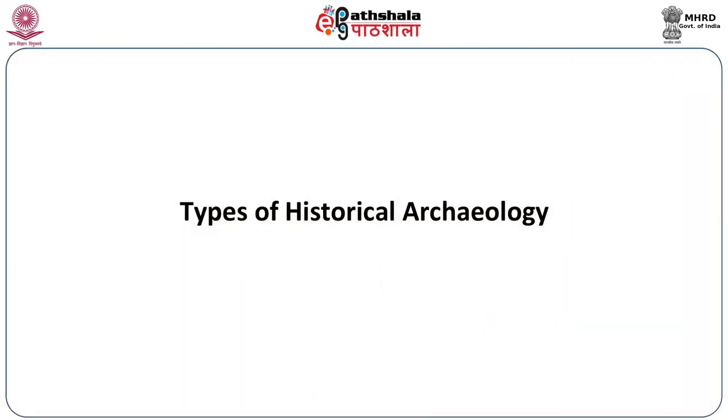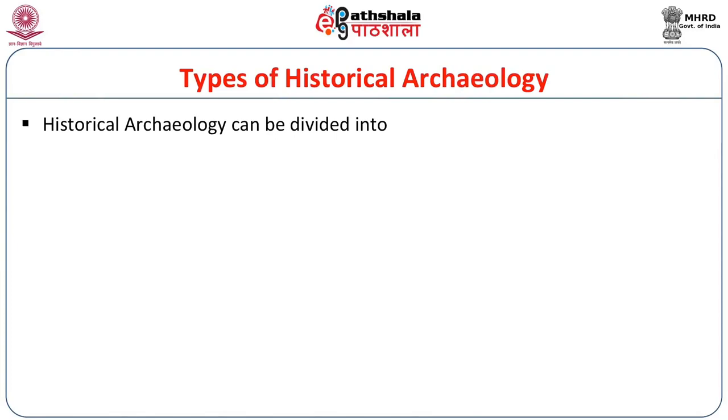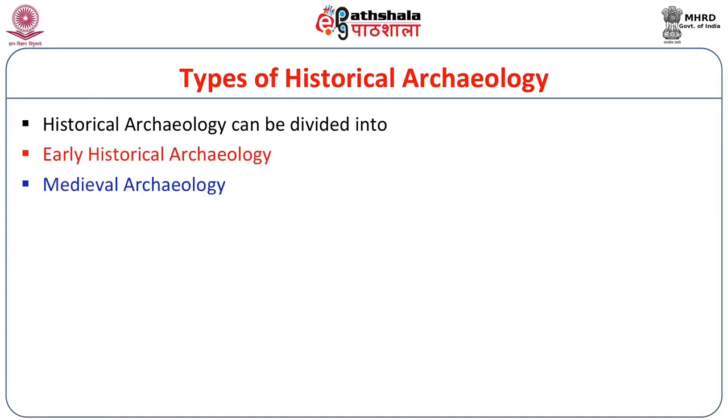Types of historical archaeology. How can we divide historical archaeology? Historical archaeology is a broad subject. It can be divided into various categories based on time. We have early historical archaeology, medieval archaeology, and colonial archaeology, dealing with ancient, medieval, and modern periods. These divisions are arbitrary, and we should not think they are static and fixed. They are just for our convenience.